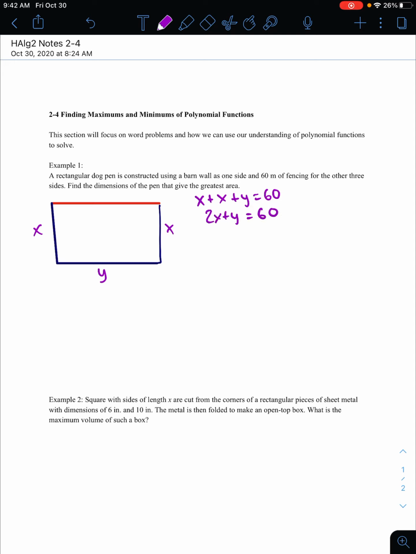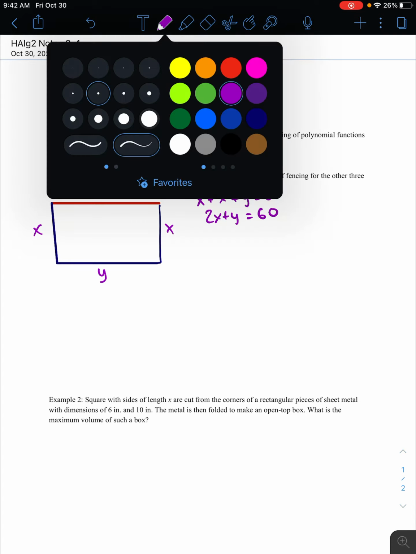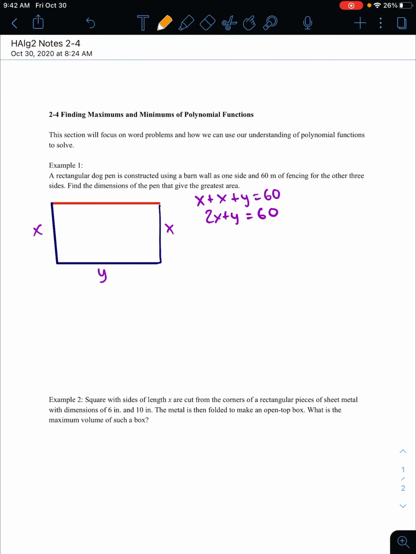That's good. And then we also want to find the dimensions of the pen that give us the greatest area. So how can we make an equation for area? Well, area is just x times y. Now we want this to be a function. We want area just to be a function of x. Right now it's a function of both x and y. But how can we get this just in terms of one variable?